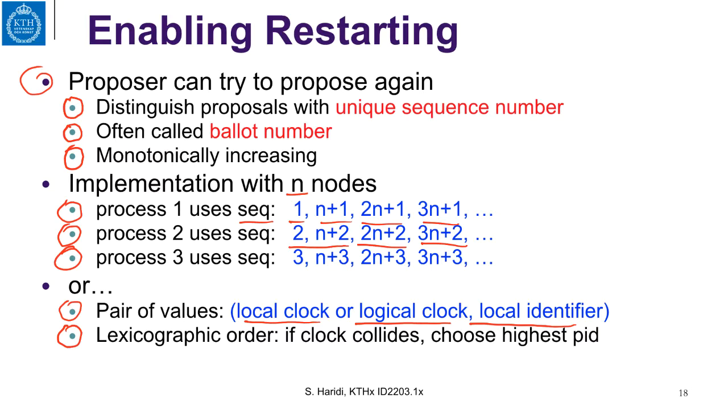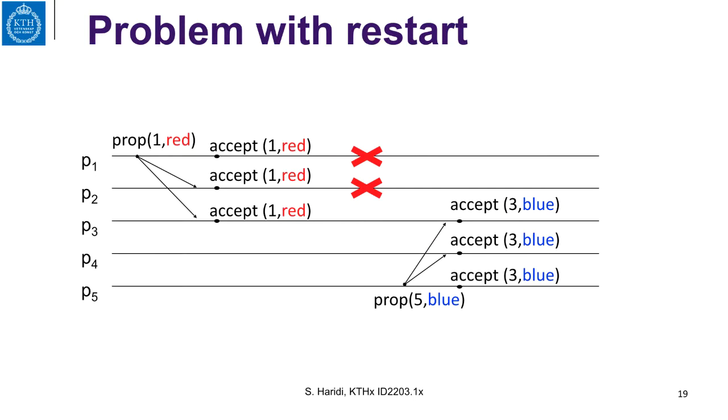Okay, so let us now work with the same problem that we had before, but now we give the two different proposals, the red one and the blue one, unique proposal numbers. So we get into this situation where P1 proposes red and it is accepted by acceptors P1, P2, and P3, which is fine.